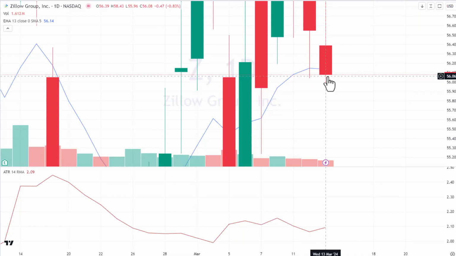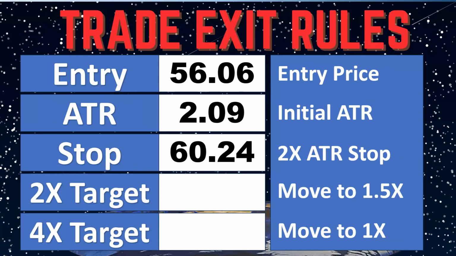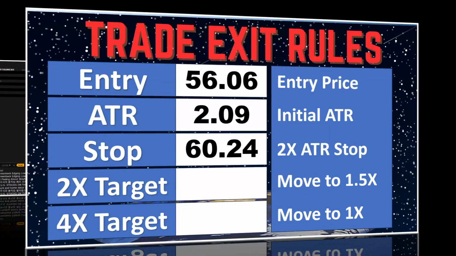Current ATR is 2.09. For trade number 68, it is March 13th, 2024. The symbol is Z. We are going to be short. Current price is 56.06. So if we have an ATR of $2.09, our initial stop is 2x ATR, so that's going to be $4.18 above. Since we're short, that means our initial stop is going to start at 60.24. We just have to get our position size, and then we'll go make the trade and attach the trailing stop.